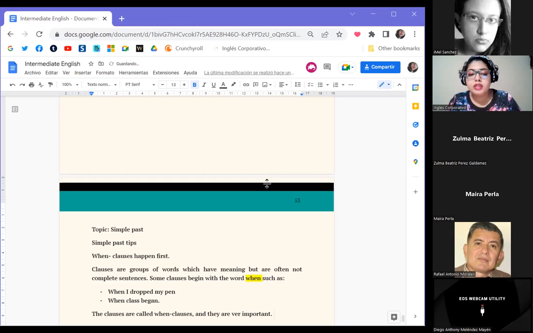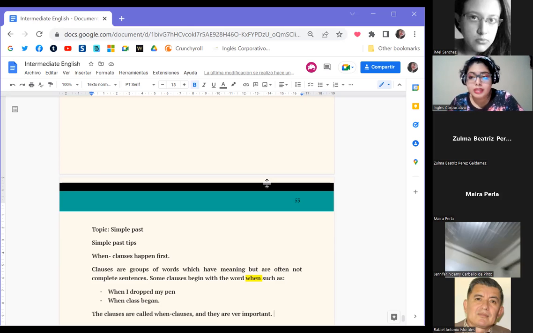So in this case, we're talking about this group of words that we know as clauses. When we have this kind of long sentence, we are using these clauses because they contain two parts of a sentence.